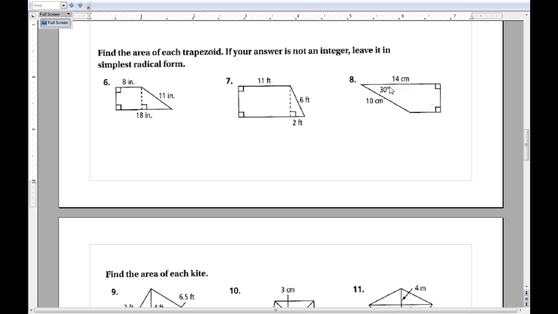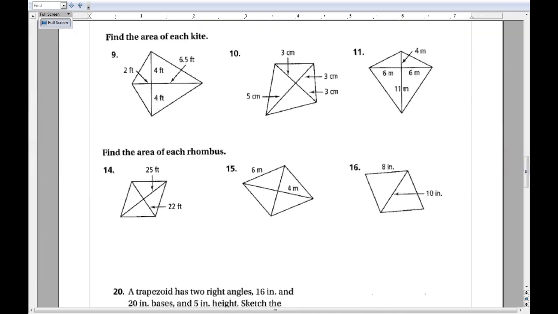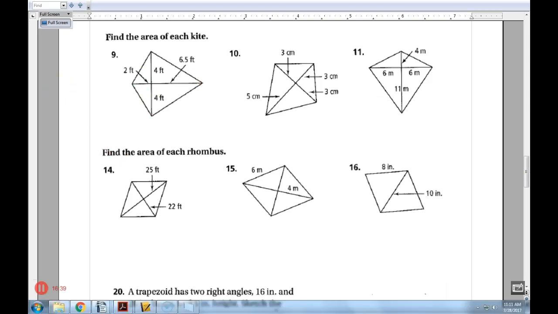Moving on down into the practice, we have a bunch of kites and a bunch of rhombuses, so this section isn't too bad. Kites and rhombuses have the same formula. It's 1/2 times diagonal number 1 times diagonal number 2. So I'll do the first one for you and I'll let you battle through these.